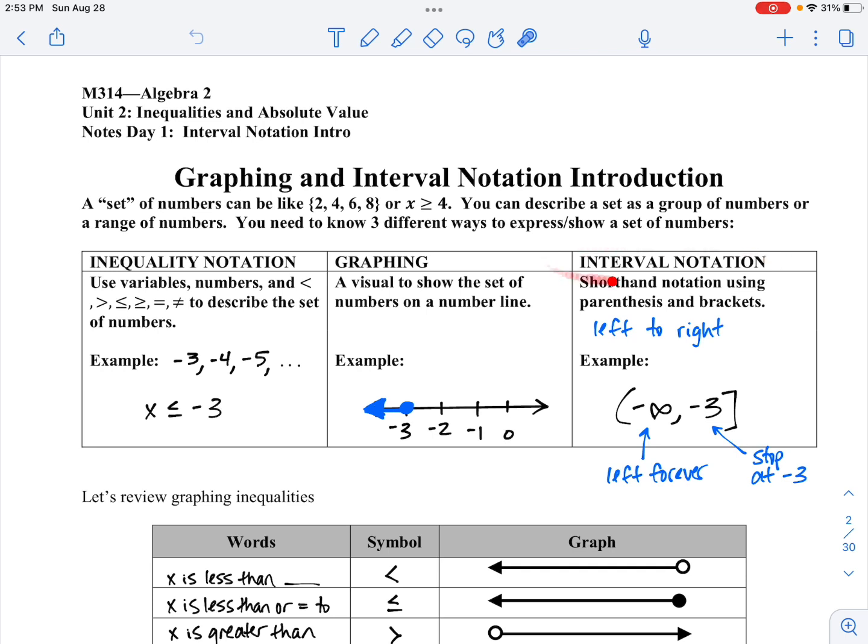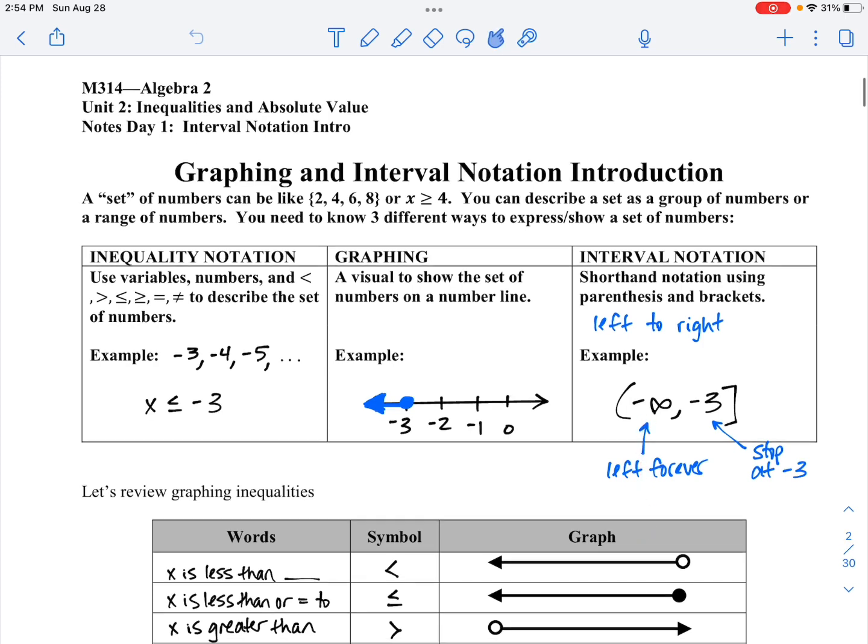Something that might be new to you is called interval notation. How do we formally write this without having to draw a number line? You always write left to right. Since our arrow is going to the left forever, that means negative infinity. And where is my shading stopping? It's stopping right here at -3. So that's what I'm putting here. And since this is a closed circle, I'm putting a bracket here. If it was an open circle, which we briefly talked about during class, I would use a parenthesis. I'll talk about that when I get to that example.